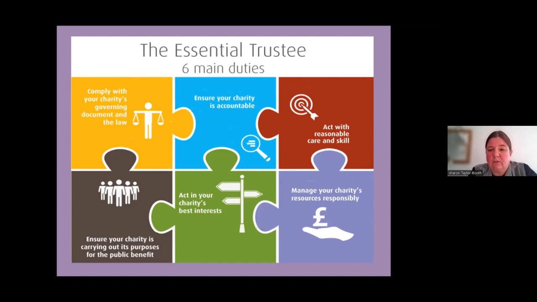We have to make sure that our charity, stroke PCC, is accountable for everything that it does, and it's accountable for every penny that it spends. And we have to act with reasonable care and skill. I don't know if you can see the bottom of my screen. We need to ensure that the charity is carrying out its purpose for public benefit.